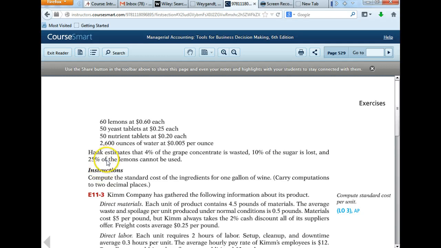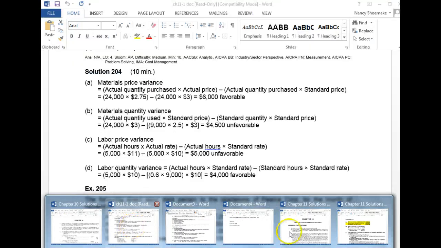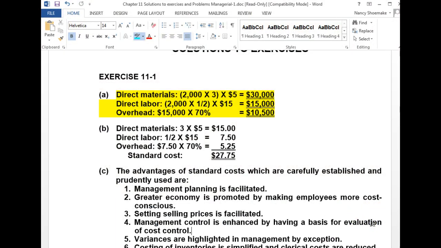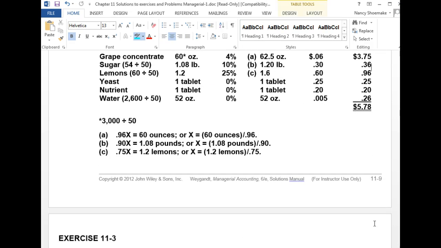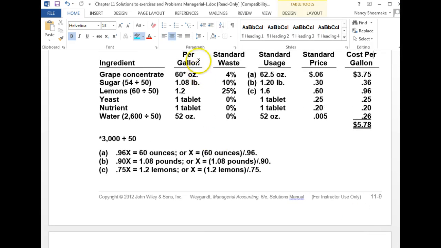How are we going to start doing this, guys? It's confusing? What? We got to figure out the cost. So look what we're going to do. We're going to start. We need per gallon 60 ounces. Okay? Now, the standard waste we're planning on is 4%. So that means we're going to really use 62.5 ounces at 6 cents an ounce to give us our cost per gallon.